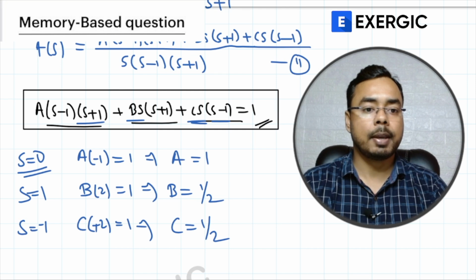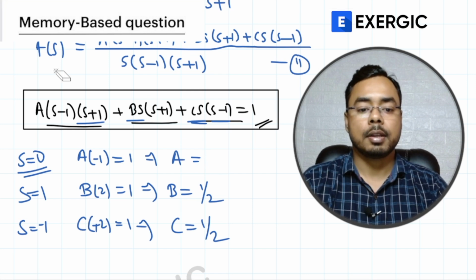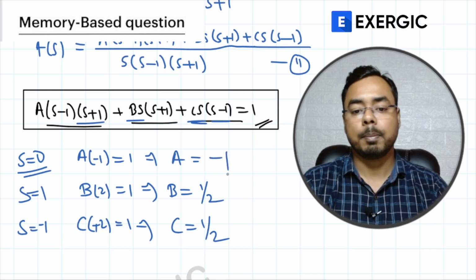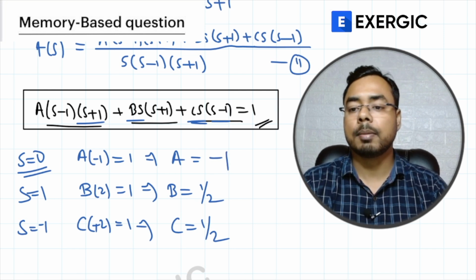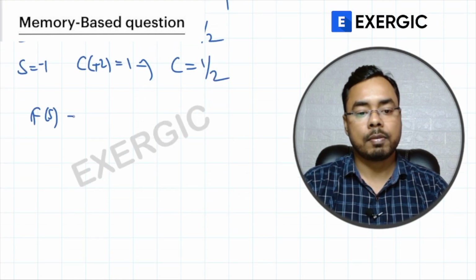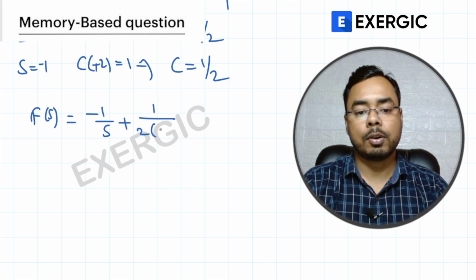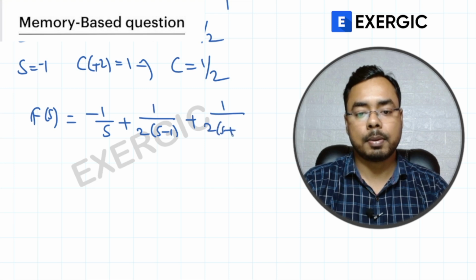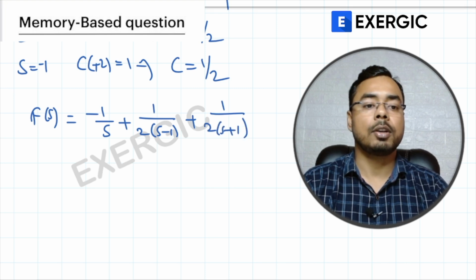So the value of A, let me do a correction here. A into minus 1 is 1, so the value of A will be minus 1. B will be 1 by 2 and C will be 1 by 2. So now you can write F of s as minus 1 upon s plus 1 upon 2 into s minus 1 plus 1 upon 2 into s plus 1. This is something that you will get.